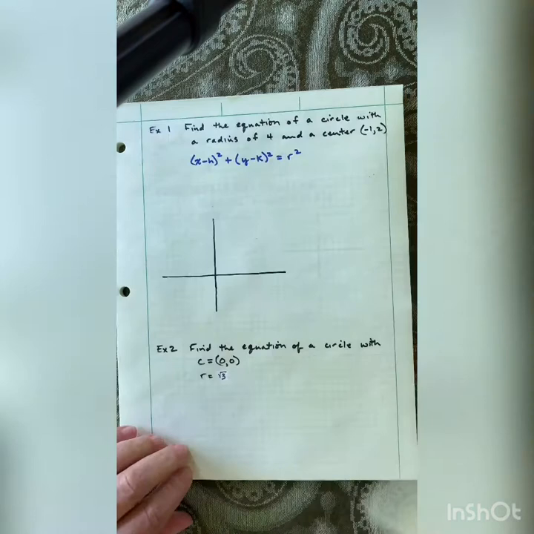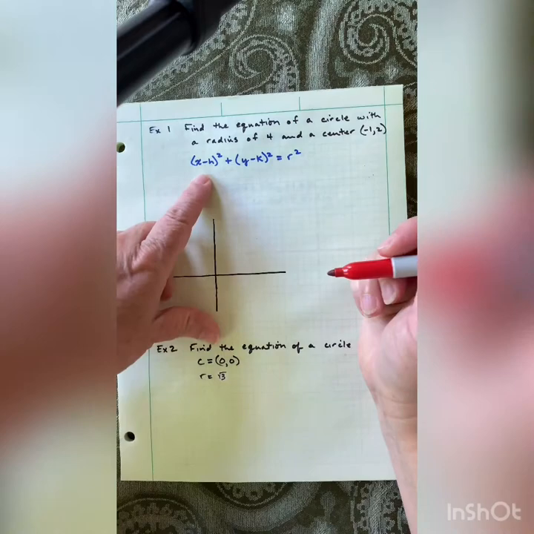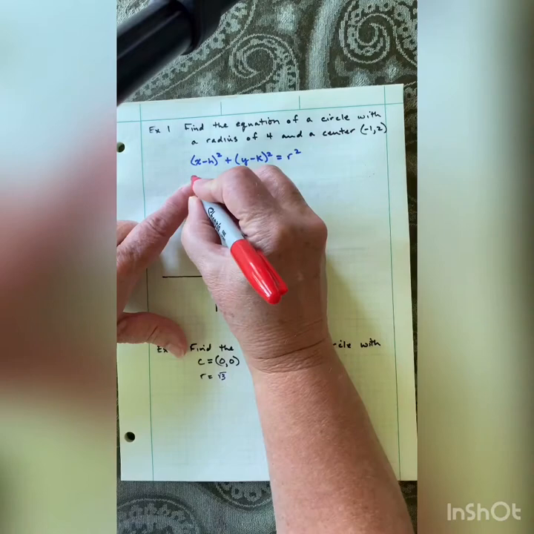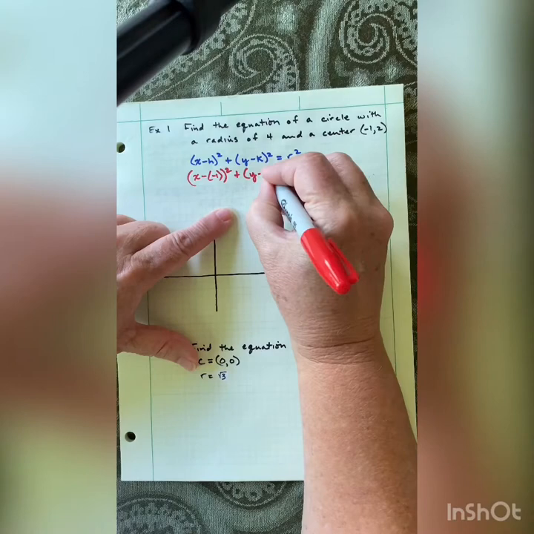Okay, this next one here. Find the equation of a circle with a radius of 4 and a center of negative 1, 2. Okay, so my center is negative 1, 2. I'm just going to plug it into my formula right here. So I have x minus a negative 1. We'll come back and clean this up in a minute. Plus y minus 2 equals r, this is my r, squared.